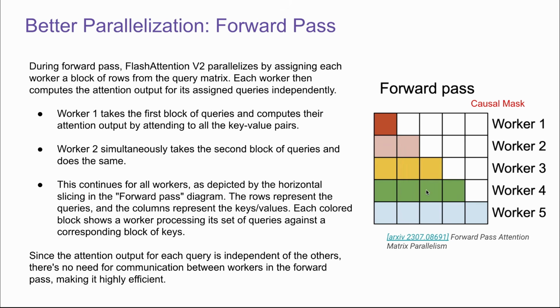Each colored block shows a worker processing its set of queries against a corresponding block of keys. And the white means causal mask. If you're not familiar with the causal mask in Transformer, take a look at my Transformer deep dive. Since the attention output for each query is independent of the others, there is no need for communication between workers in the forward pass, making this highly efficient.